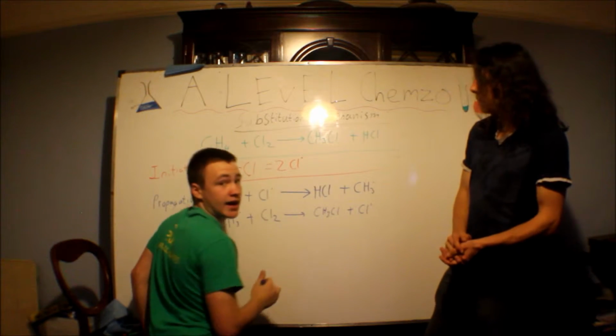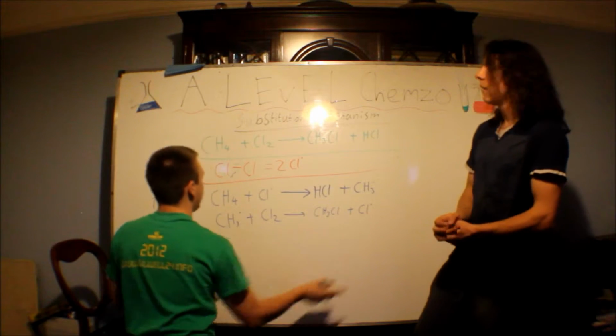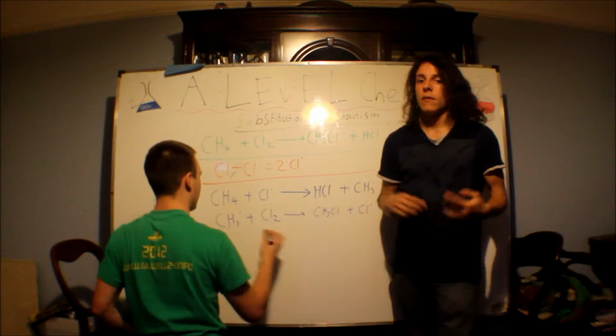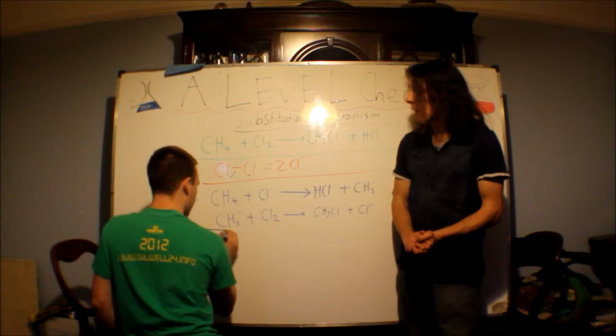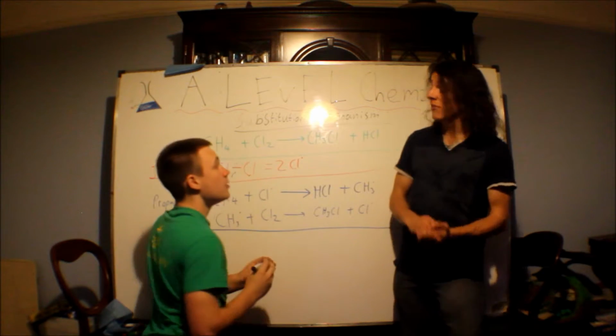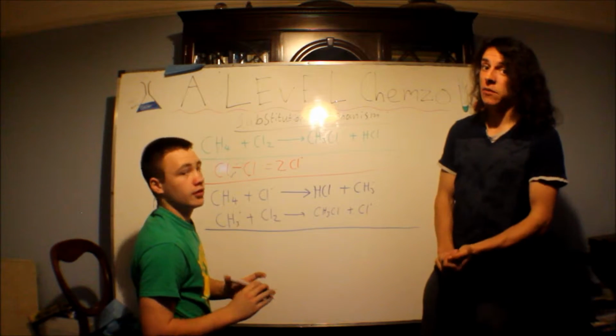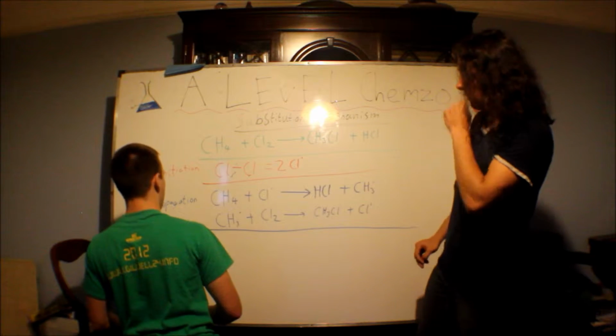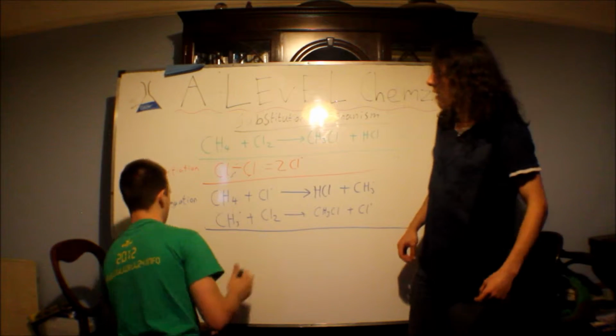So you can see this can actually keep on going, so that might react with that to make another one, and carry on and carry on. This is actually called a chain reaction, and it keeps on going for ages, until one of our termination steps, which is the last step. So I'm going to go with green.